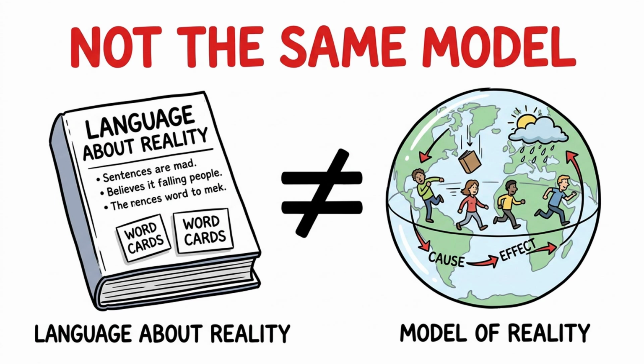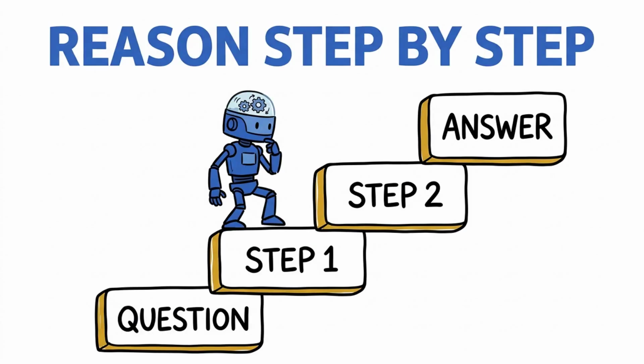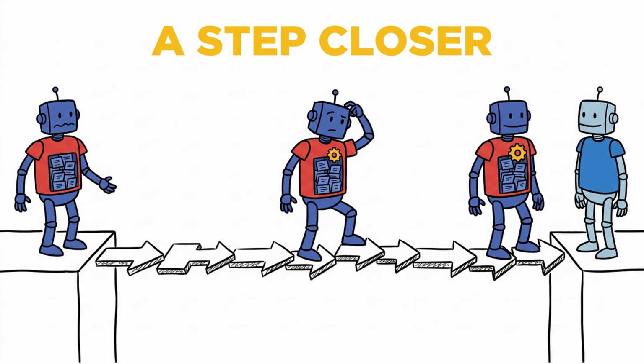Here's where it gets interesting, though. The gap isn't fixed. It's shrinking slowly in specific ways. Newer models are being trained not just to predict text, but to reason step by step before answering, checking their own logic the way the second student would. Researchers sometimes call this chain-of-thought reasoning. It doesn't turn a memorizer into a true reasoner overnight, but it's a step closer to that second student, the one who pauses, thinks through the logic, and only then commits to an answer.